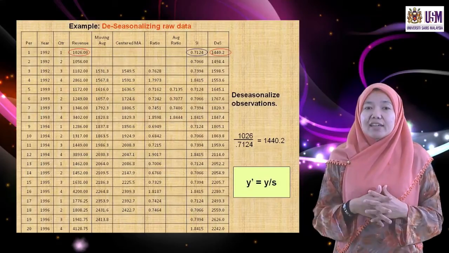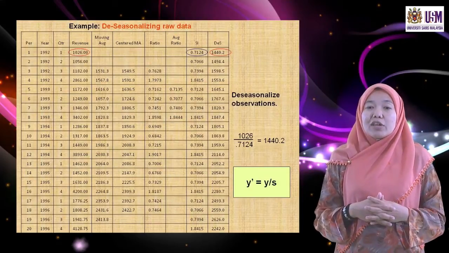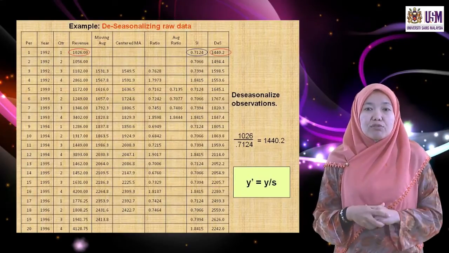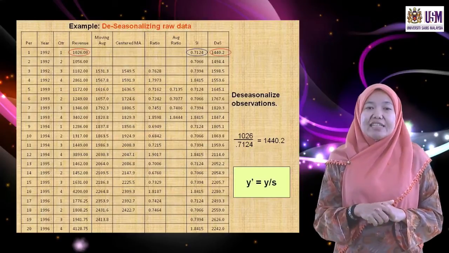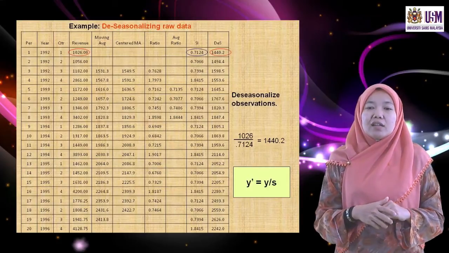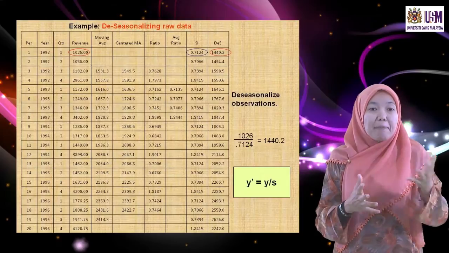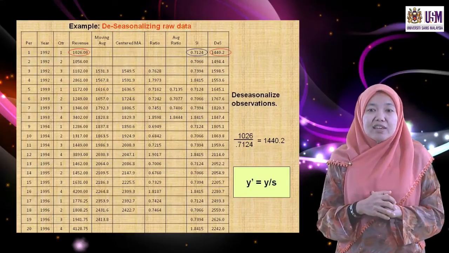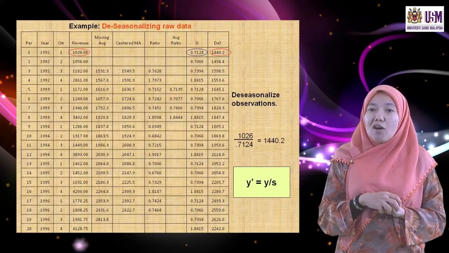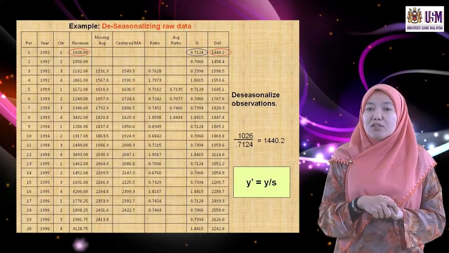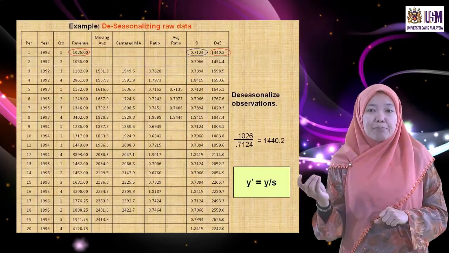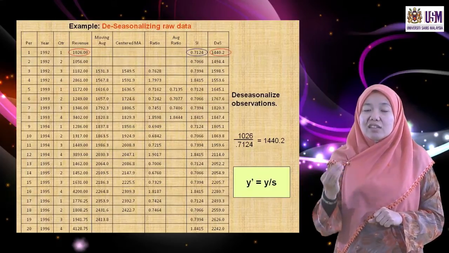Let's look back at this de-seasonalized column. Once you have your seasonal index for quarter one, quarter two, quarter three, quarter four, to take out the season, the de-seasonalized means you take out the season. What you need to do is take your observation, your Y for that particular period, which is 1026, you divide by your seasonal index, which is 0.7124, so you should get a new value, which is 1440.2. This is what we label as Y prime. Y prime is the deseasonalized value.